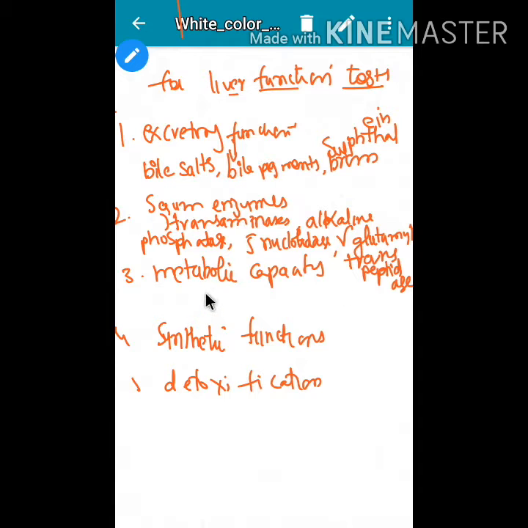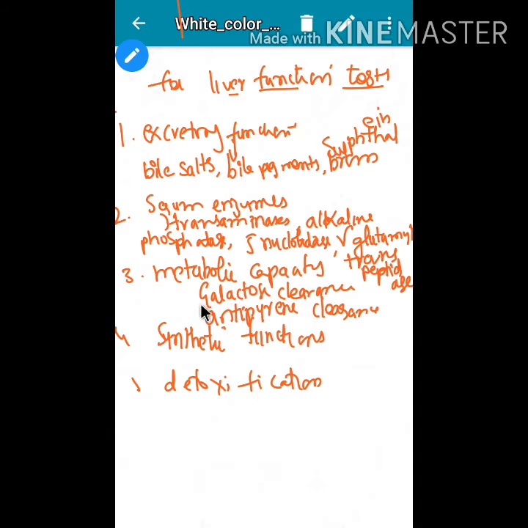Okay, then coming to metabolic capacity. Here, galactose and antipyrine are metabolized by liver. Their concentration in the serum will come down. So we'll diagnose metabolic capacity by galactose clearance and antipyrine clearance. Let us understand these terms.